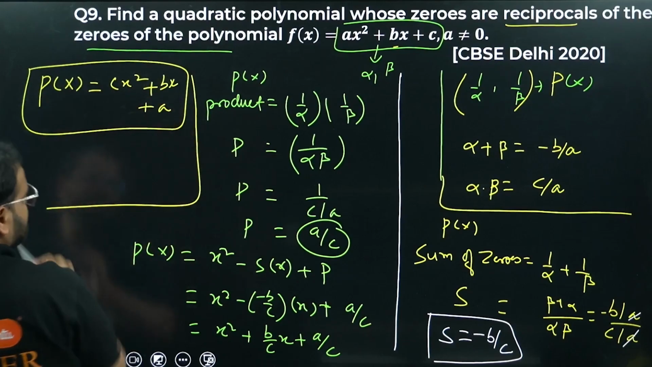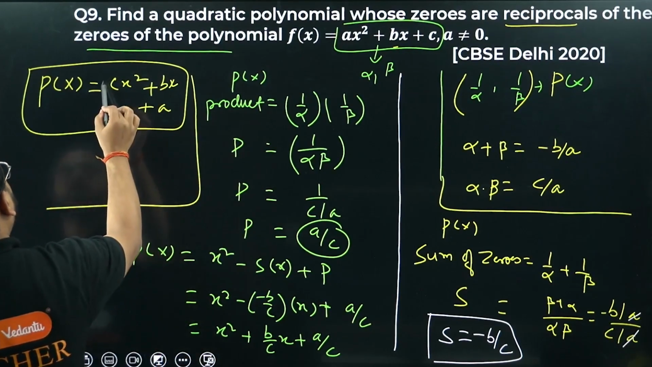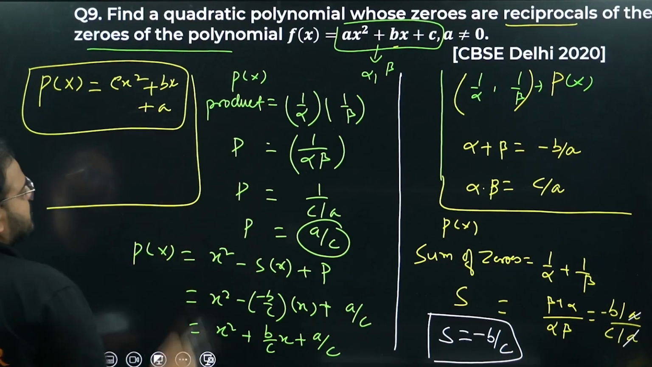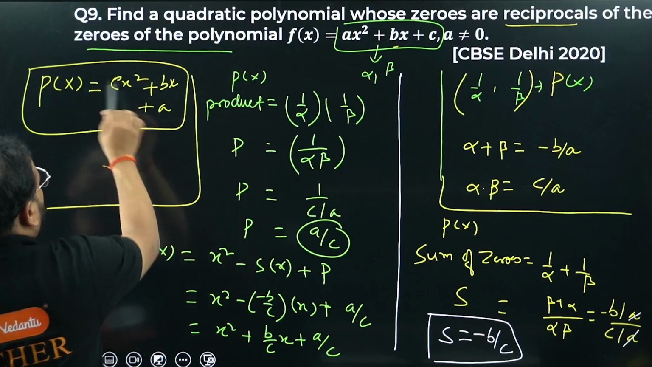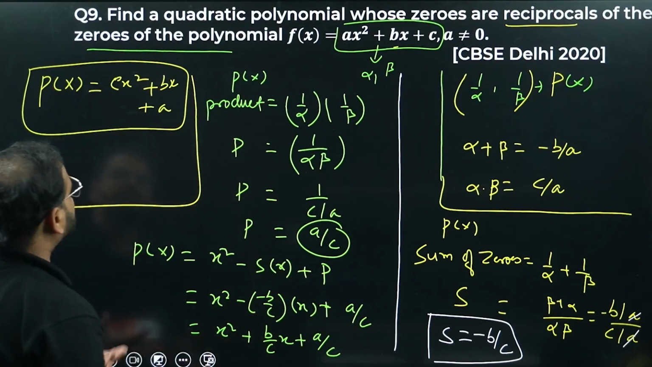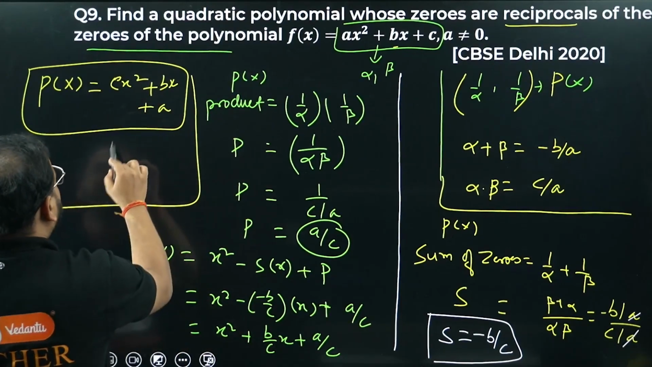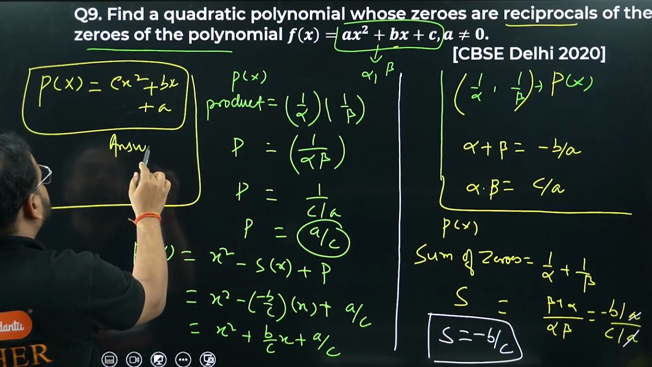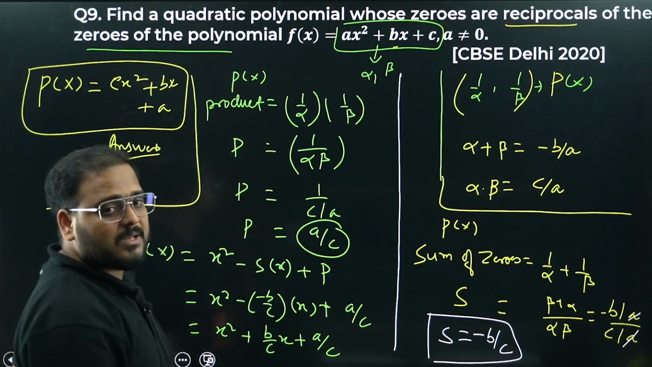Now, there's a denominator, 1 by c, there. I can write it as a constant, since 1 by c is another constant. So I can write it as a constant K. I don't have to, but I can if I want to. So what is the answer? c x square plus b x plus a is my final answer. Please have a look.